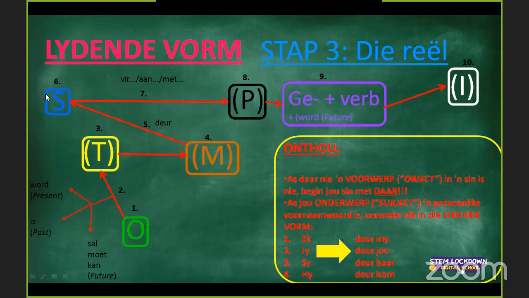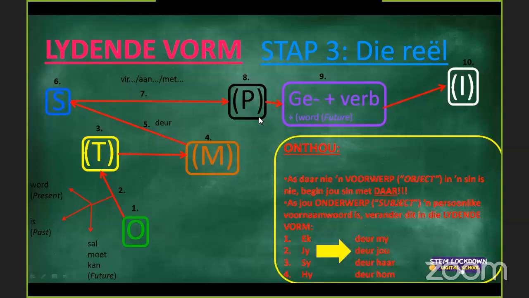Now, sometimes when you are putting your sentence into stompie, you have sections starting with vir, aan, and me. Ek skryf 'n brief vir my ma, of aan my ma, of ek speel met my boetie. As soon as you have parts that start with vir, aan, or me, that will come here in step 7. The next thing you have a look at, do we have place? It's also optional, therefore I put place in brackets.